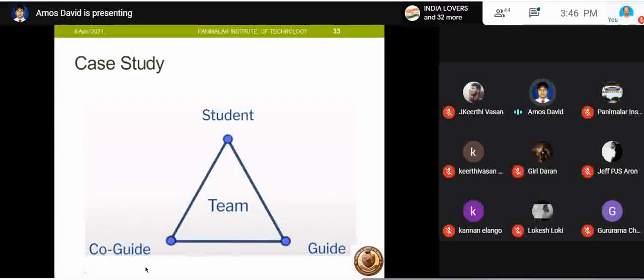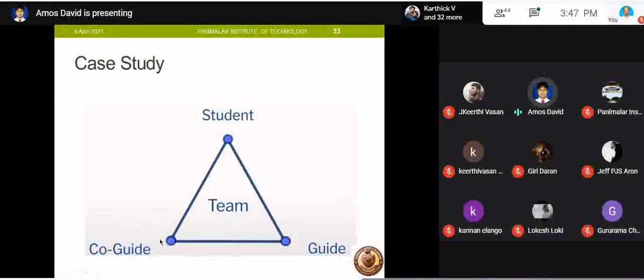Okay, in case it's going to be a product which has to be developed. If it's just going to be a project, then it's going to be this student and the guide. If it's going to be a product, then the co-guide might be an industry person. You understand the concept? Because a guide is only from a college background, right?